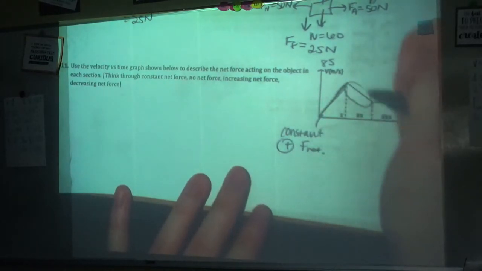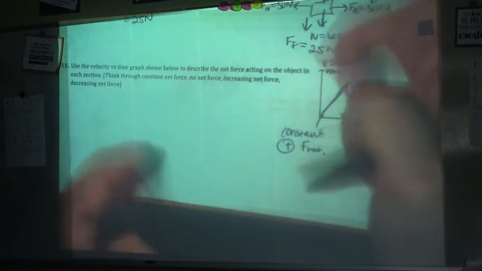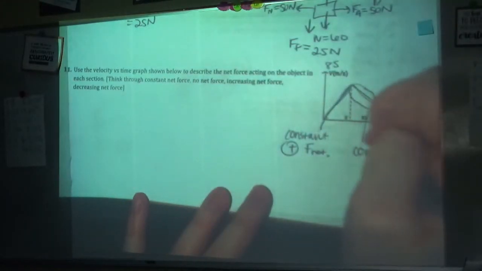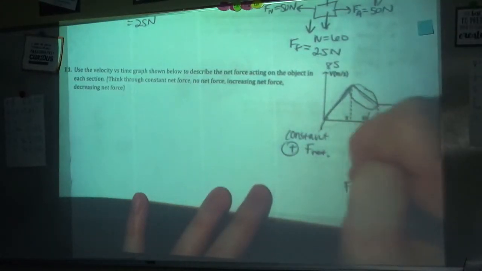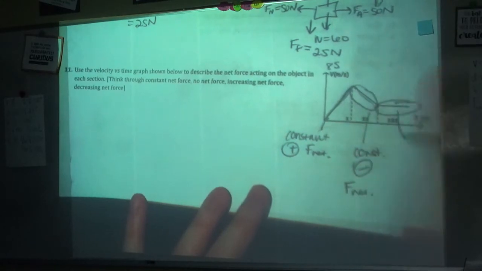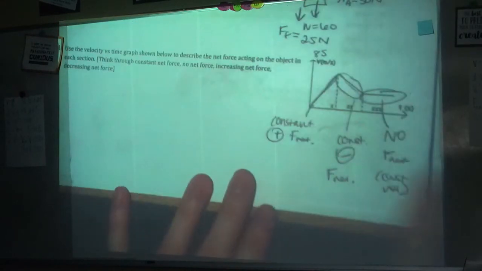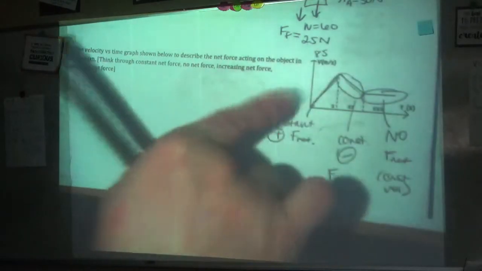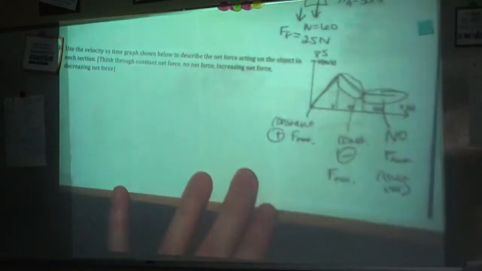Here, it's again a constant acceleration because it's a straight slope. But now it's decreasing, so that would be like a negative force or going against the motion. So this would be a constant but negative F net. And then here, this is constant velocity, so that is no net force at all. So forces would be balanced here. This one would have a greater force opposite to the motion. This would have a greater force with the motion.